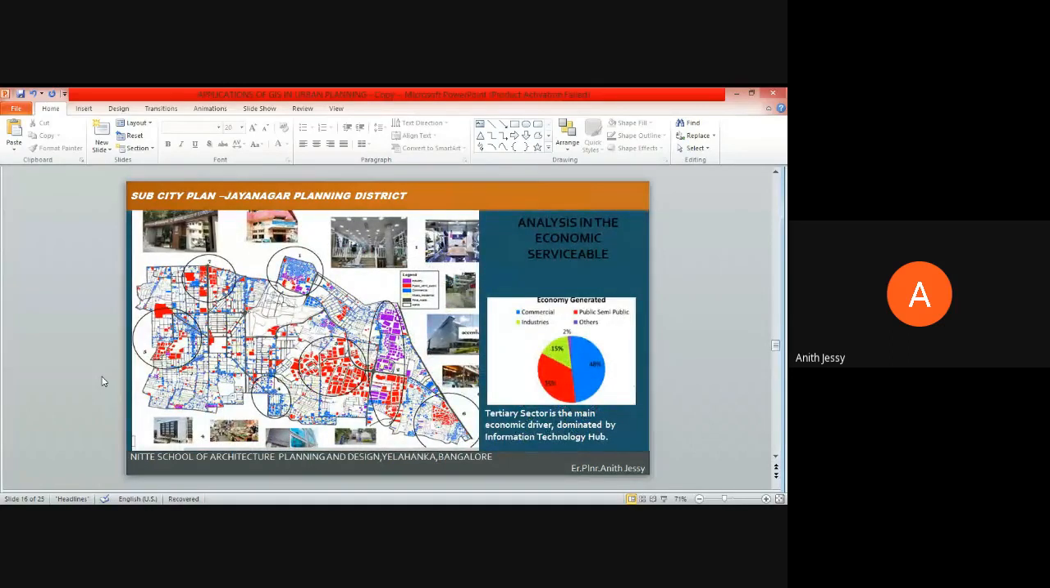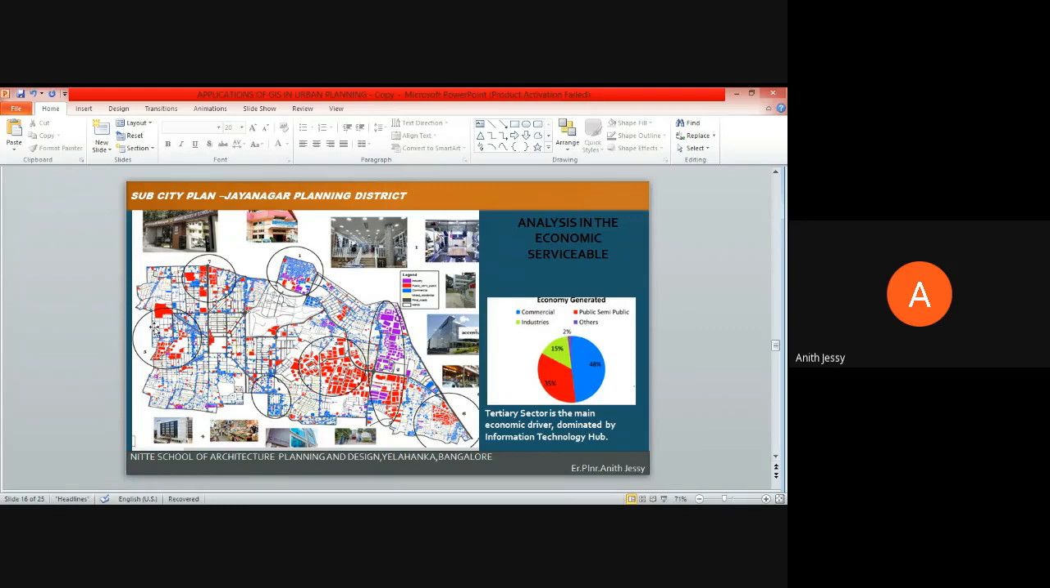Then we wanted to study the economy generation, or the economic activity, of Jayanagar planning district, because all we know is that the commercial sector and the industrial sector dominate in Jayanagar planning district, as we could see a reduction in the residential areas. When we mapped the location of the industrial and primary sectors, the tertiary sectors, the secondary sectors, all the services and the public buildings spatially on the map, we could see clusters, which you can see on the map right now.